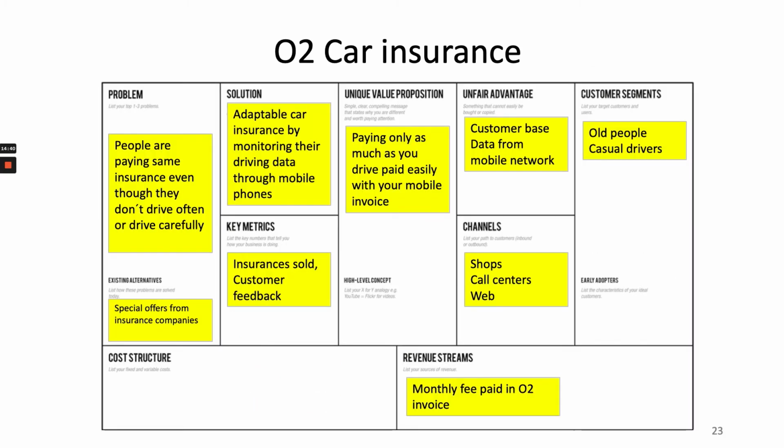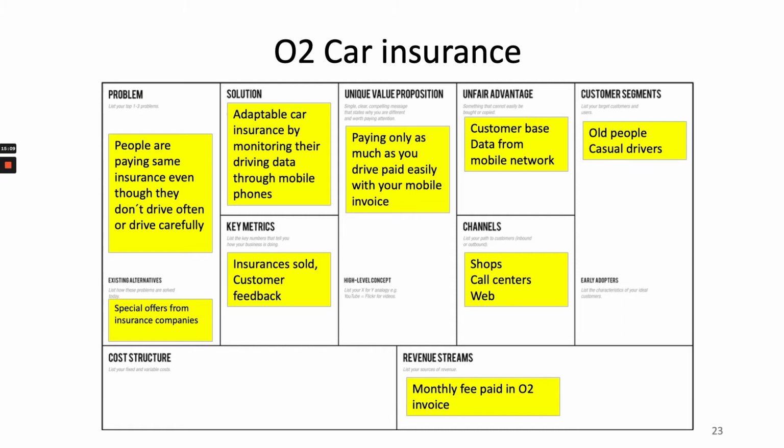Some example of car insurance, where we did it very, very far away. It's like 6 or 7 years in the past, in O2, where we identified the problem that people are paying the same insurance even though they don't drive often or drive carefully. And this is a problem.